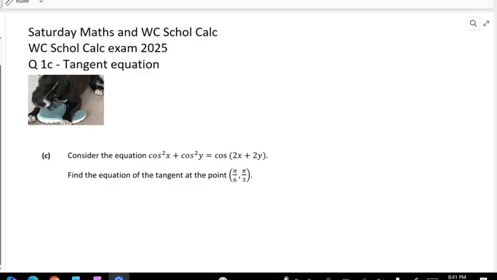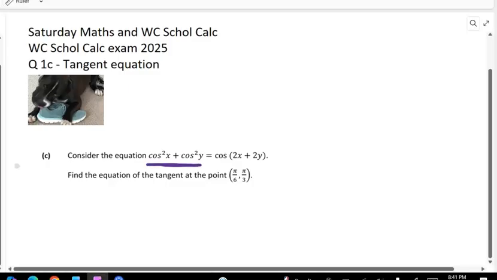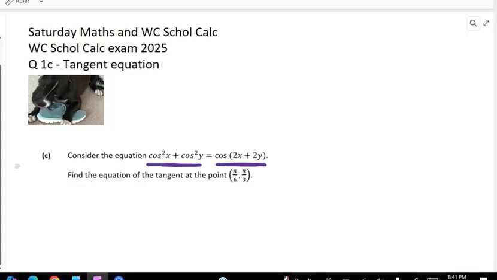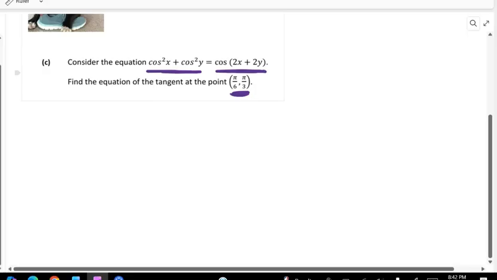We've got an equation, cos squared of x plus cos squared of y is equal to cos of 2x plus 2y. So straight away you should notice there's no way to untangle the x and the y. We can't rewrite it with x or a function of x being the subject. So we're going to have to do implicit. We need to find the equation of the tangent at the point pi on 6, pi on 3. So I saw quite a lot of reasonably efficient work on this question, but I also saw a whole lot of extra work that got done. So let's have a look at the fastest way to do this.